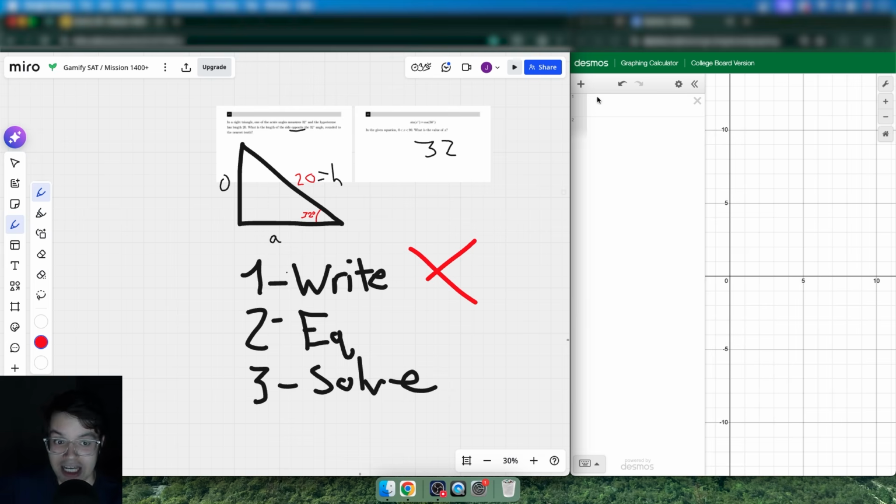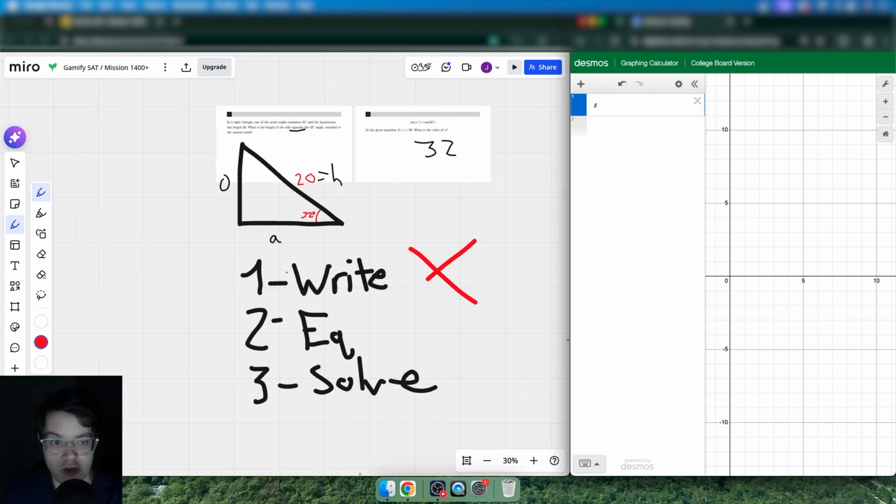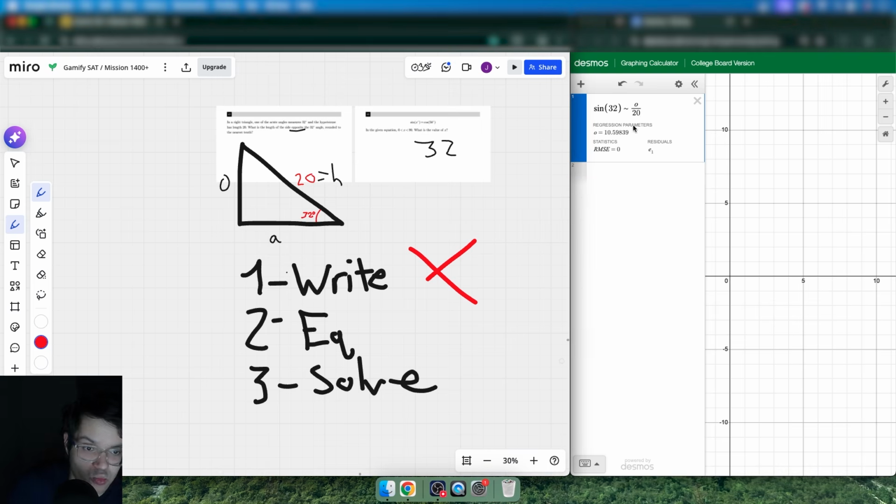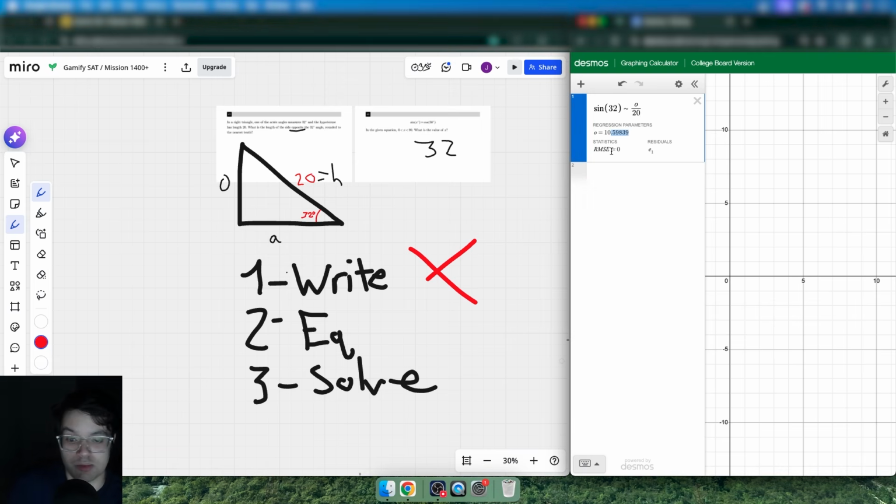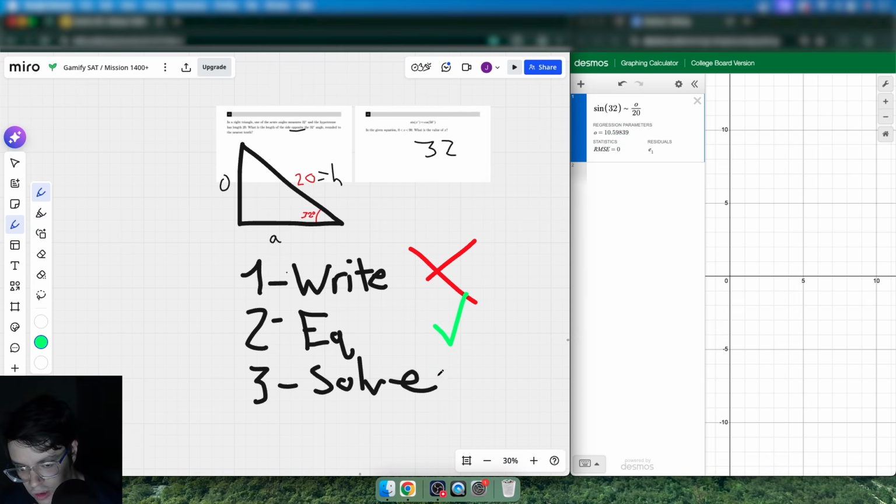For an equation, yes, Desmos is really good for that. You can write an equation in Desmos, and that makes it pretty much easy. So sin of 32 equals, we have the opposite divided by 20. Okay, pretty good. And then solving it, Desmos is really good for that as well. Desmos just did it automatically for me. So Desmos is good for that third step. So Desmosable and then Desmosable.